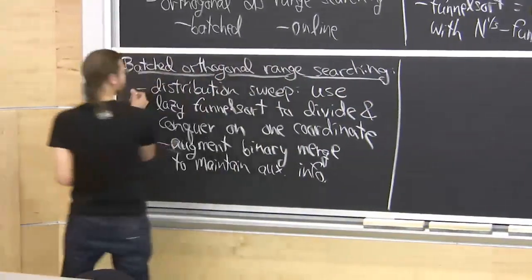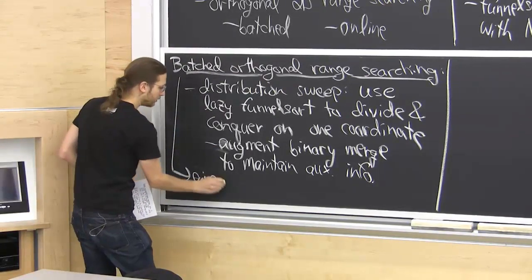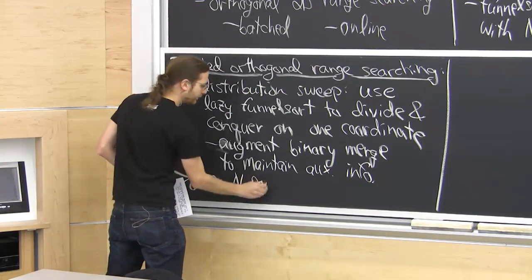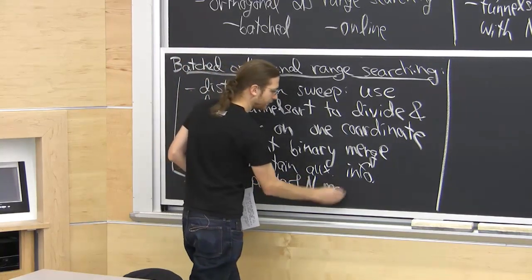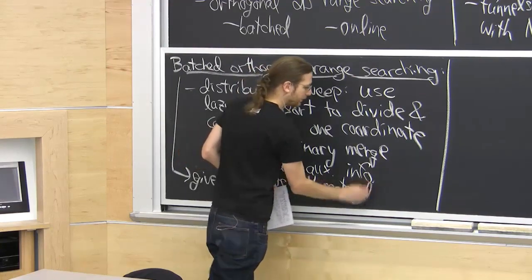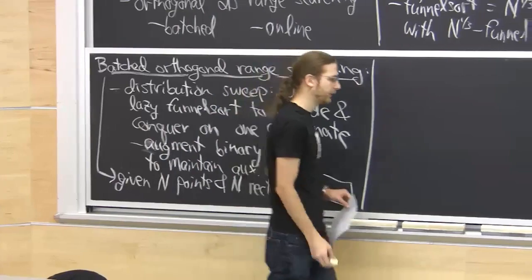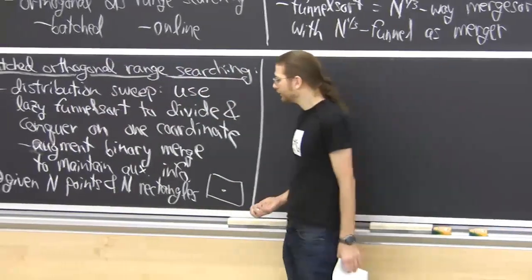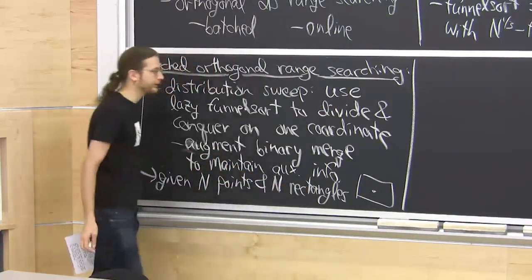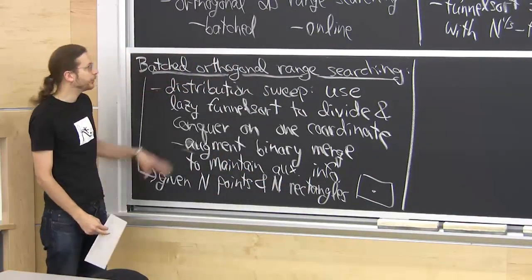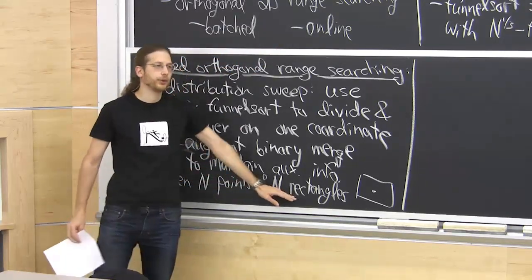So the actual batched orthogonal range searching is you're given n points and n rectangles, and you want to know which points are in which rectangles. Okay, that's the general problem. So normally we're given the points first, and then we're given the rectangles one at a time. That's what we've solved in the past. That's what we will solve later. That's the online version. The batch version is I give you a whole bunch of queries I want to know simultaneously.